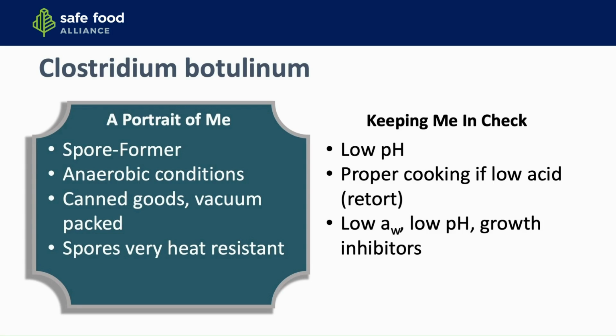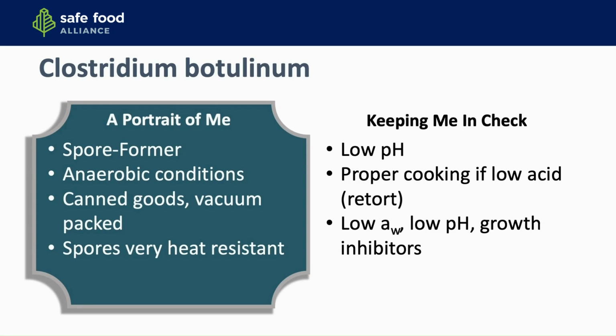The spores, again, are very heat resistant, and we don't want any of this organism in our food products. It produces a dangerous neurotoxin that can actually paralyze our ability to breathe. Keeping this organism in check includes a low pH, so low acid canned foods are often some of the highest risk products we look at.